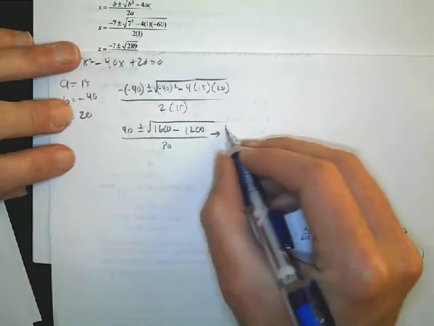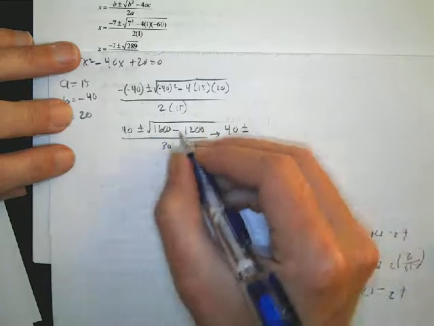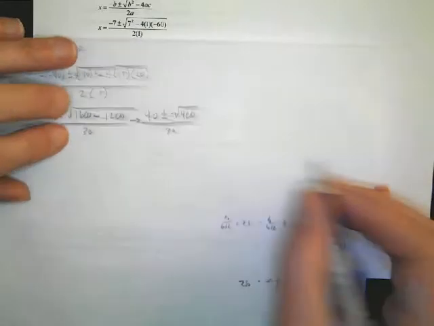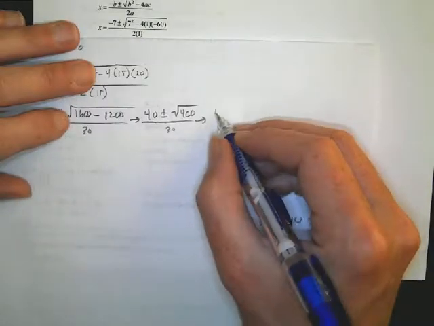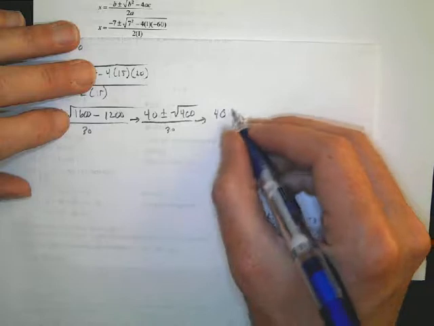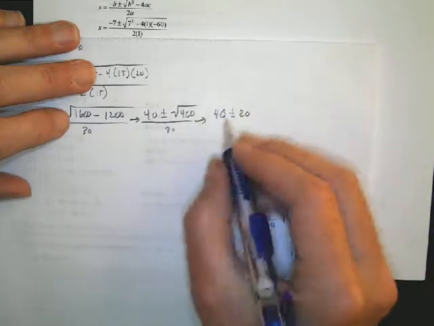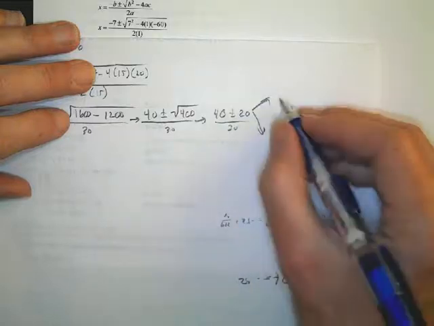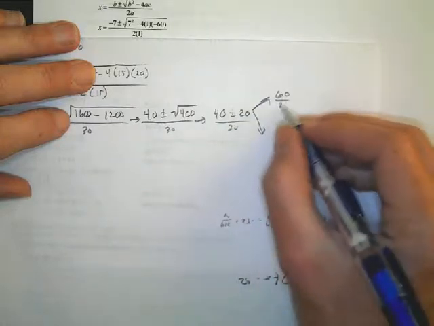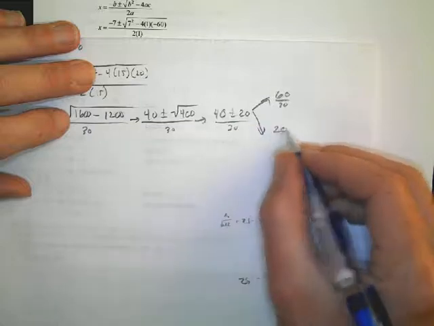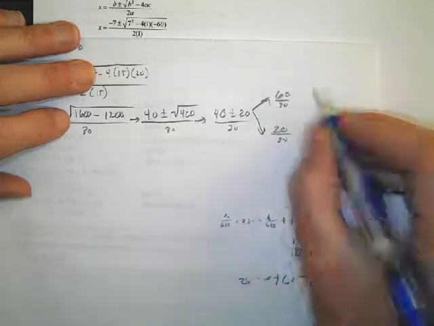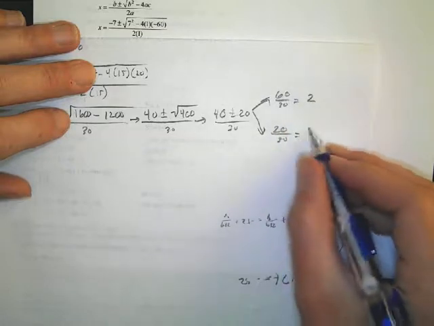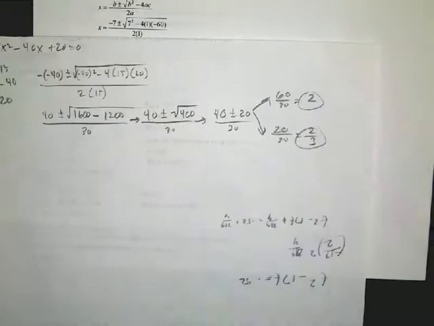-40 squared is 1,600, minus 4 times 15 times 20 is actually 1,200, all over 30. Okay, so that's not too bad there. So we end up with 40 plus or minus the square root of 1,600 minus 1,200, which is 400, all over 30. The square root of 400 is actually 20, so we have 40 plus or minus 20 over 30, which then breaks into two solutions. 40 plus 20 is 60 over 30. 40 minus 20 is 20 over 30. 60 divided by 30 is a simple old 2, and 20 divided by 30 reduces down to 2/3.